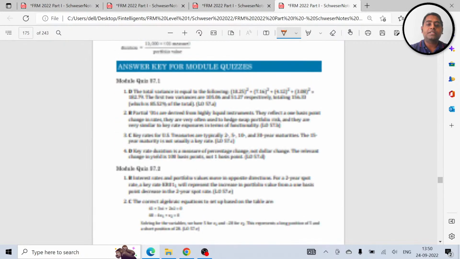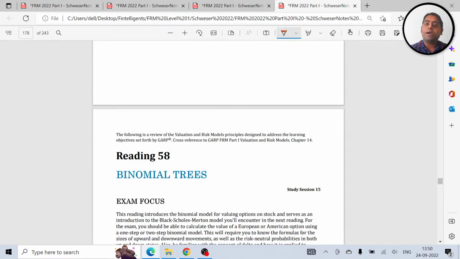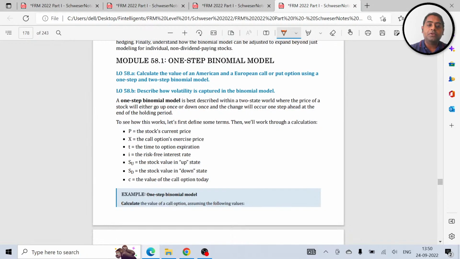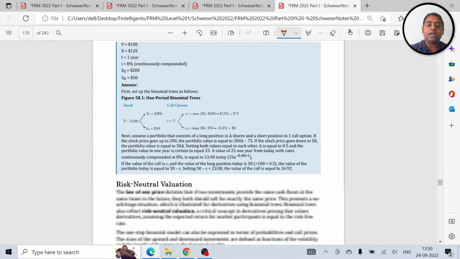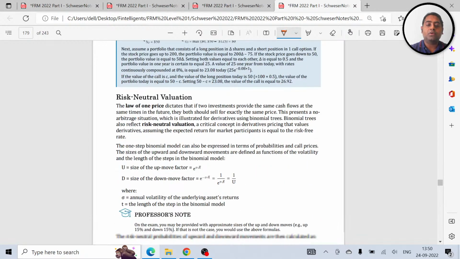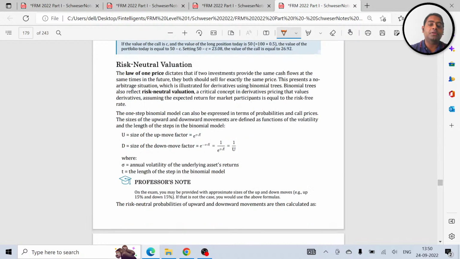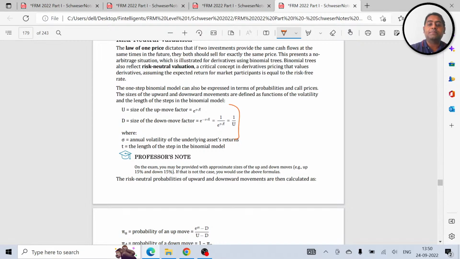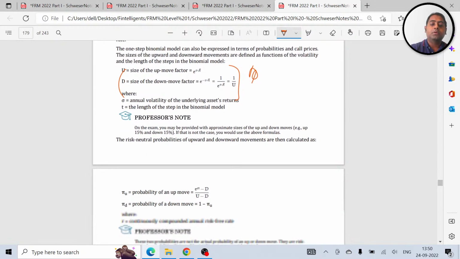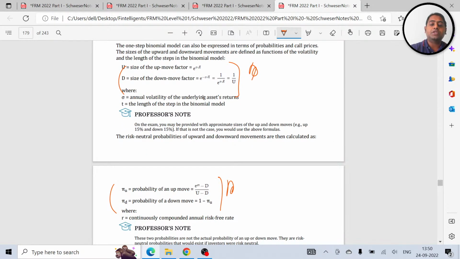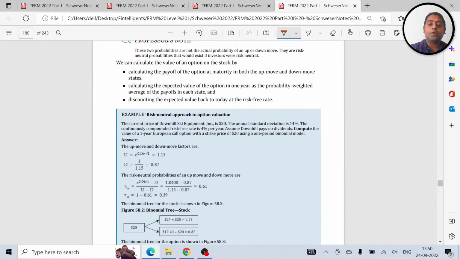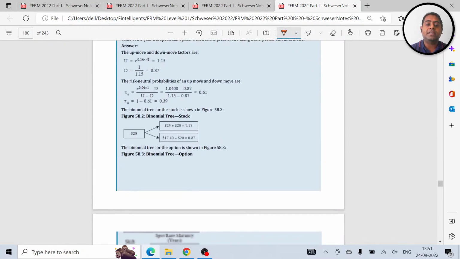Let us go to the next chapter, which is your binomial tree. Within binomial tree, the first part, risk neutral valuation, is not so important. They might ask you a very simple, straightforward question with respect to the valuation. That means this part, up and down. They might ask you to do one proper sum. This is mostly tested in binomial tree.